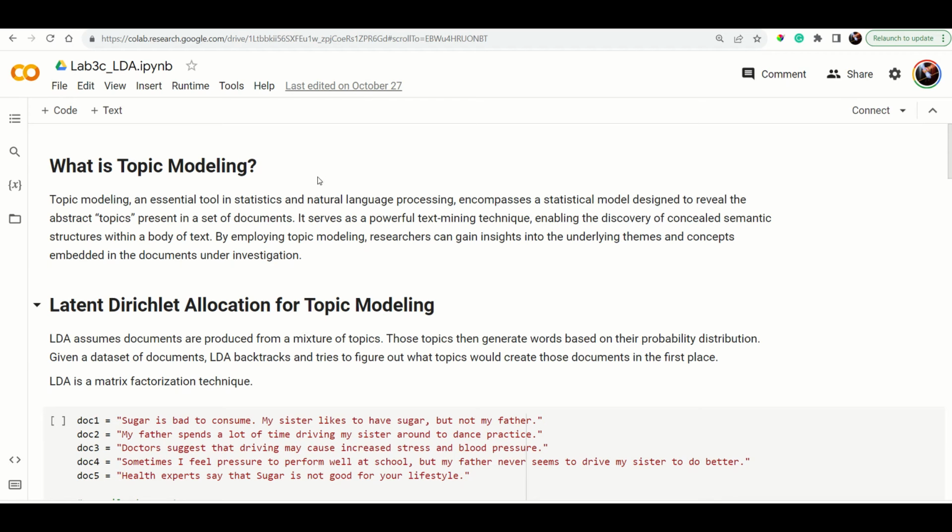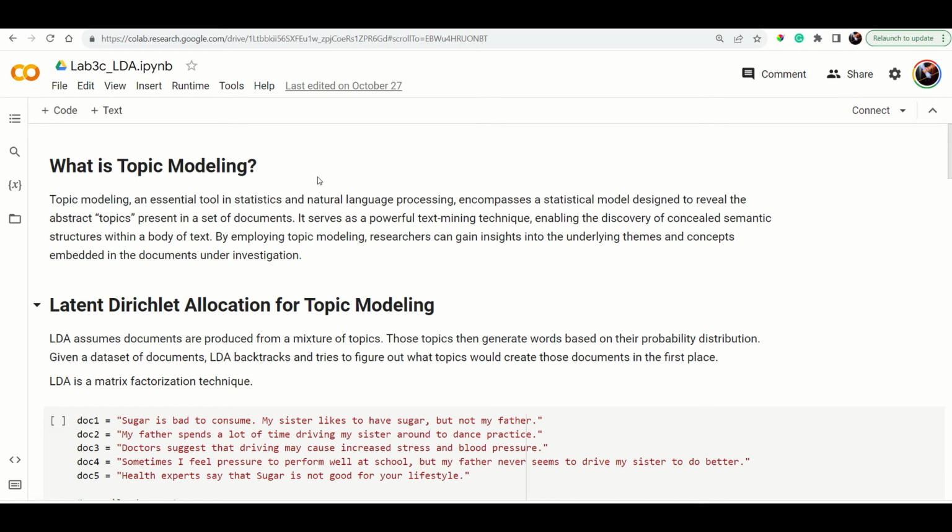In this video, we are talking about topic modeling. Topic modeling is very important in the field of natural language processing, and it basically helps us to understand the important topics which are present in a set of documents. It is a powerful mining technique as well, and it helps us to understand the semantics of the text in the corpus.